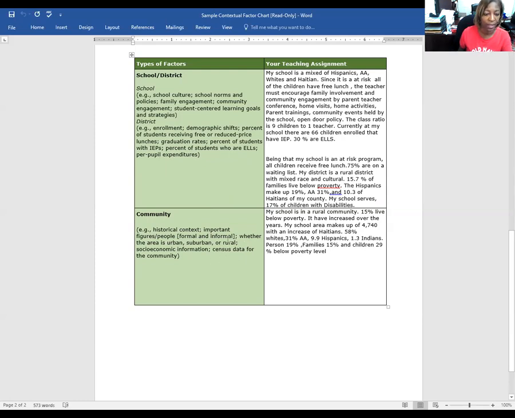I just see a misspelled word here, I'm sorry. And this is a student's work. I'm sorry, I didn't see that.